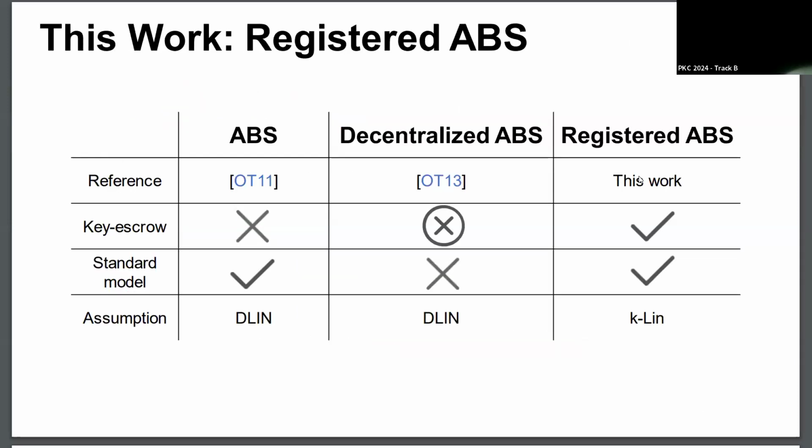So in this work, we propose the notion of registered ABS. It is inspired by the work of Hohenberger et al. at Eurocrypt 2023. Previously, Okamoto and Takashima proposed the notion of decentralized ABS, but it also suffers from a single point of failure problem when the number of sub-authorities exceeds some threshold. So in this work, we present the definition of registered ABS and give a concrete construction from standard linear assumption.